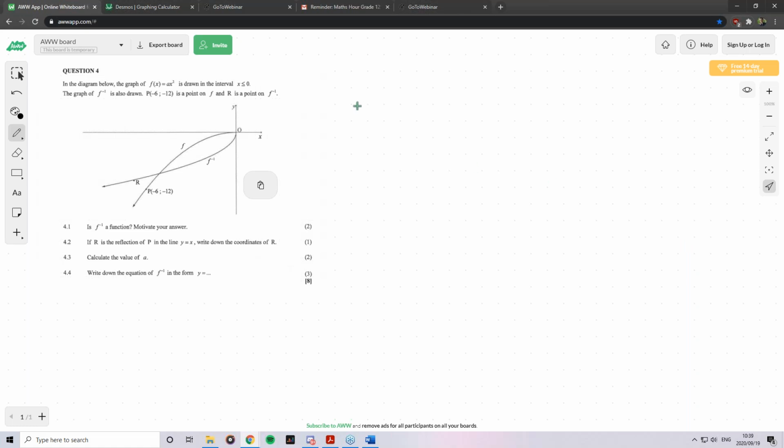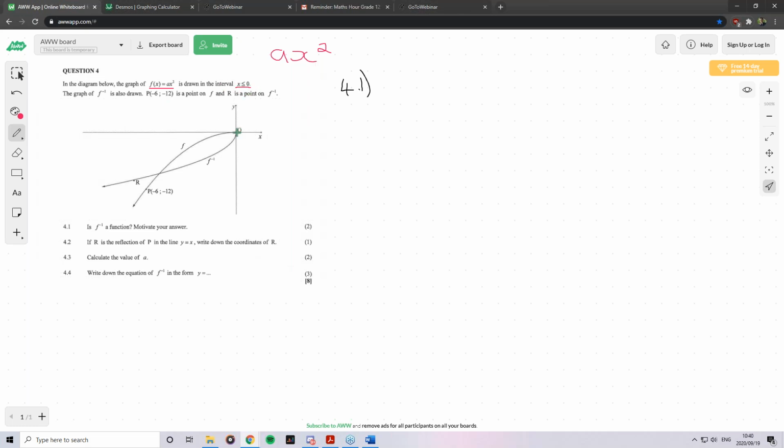All right, I'm just going to start with 4.1. Now, when I do a question like this, what I like to do is first just read all the information and then just try to link in my brain everything that makes sense. So what do you have here? In the diagram below, the graph of f(x) equals ax squared is drawn on the interval x less than or equal to 0. This, we know, is a parabola, just because of the form. Ax squared is a parabola on the interval x less than or equal to 0.